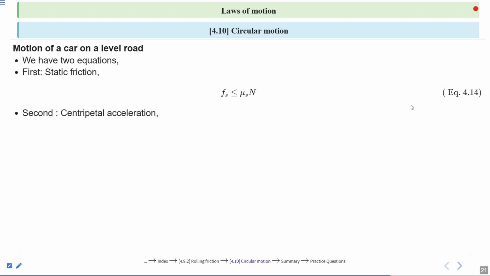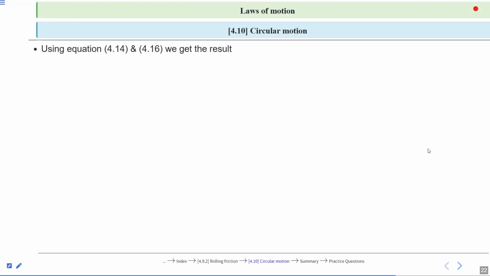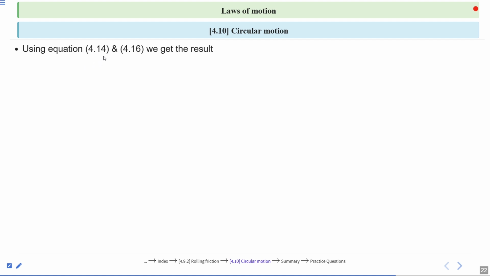We have a second equation, and that is centripetal force. The formula is Fc is equal to mv square by r. This is equation 4.16. Using equation 4.14 and 4.16, we get the result. So we will use these two equations and solve for a new equation.